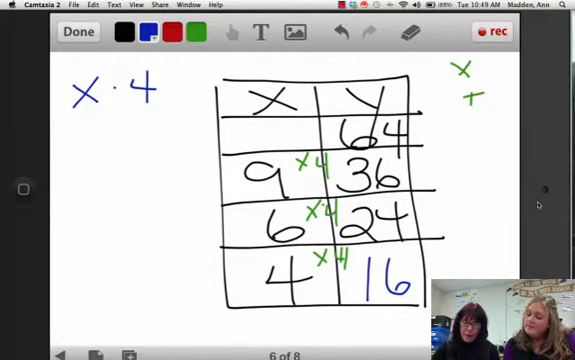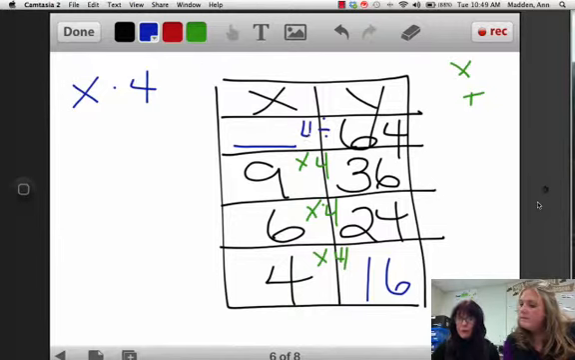I know that something times x is going to equal 64. Well, I have to work my problem backwards, so I'm going to use the inverse. So I'm going to say 64 divided by, which is the inverse of multiplication, 4, would give me 16.